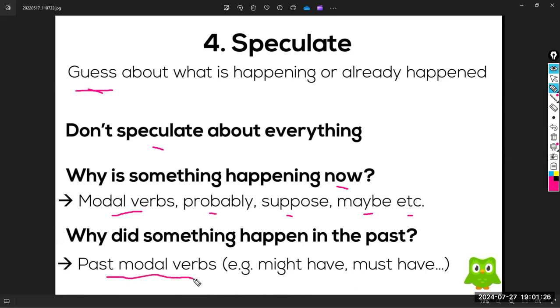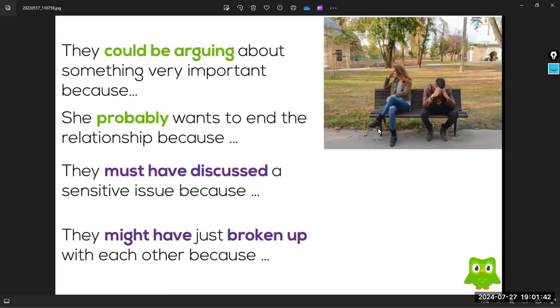The past modal verbs, if you want to mention the past: might have, the past of might is may have, must have, and you have to use the past of must. The past of must is had to, or maybe you can keep it as must. Must could be used in the present and in the past.